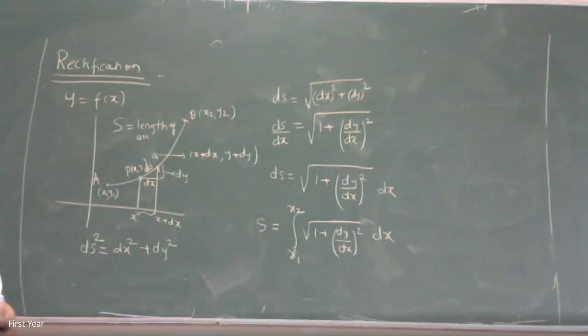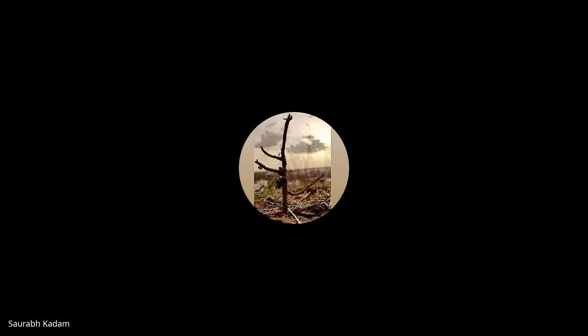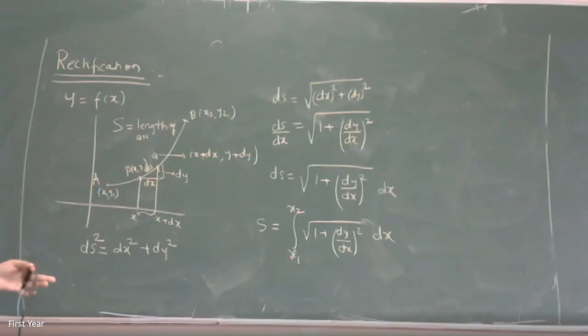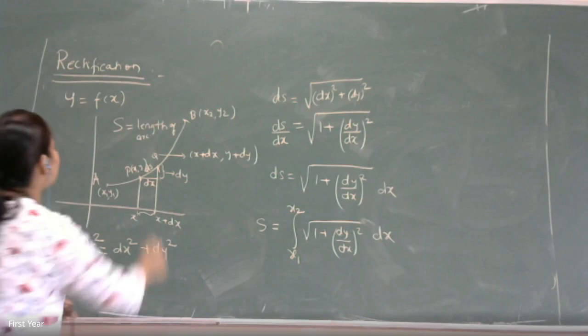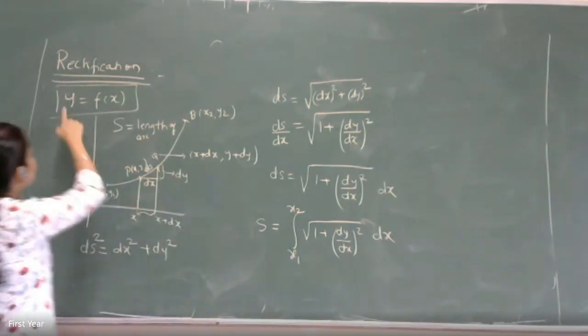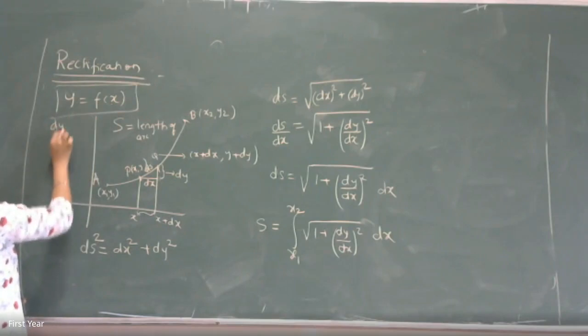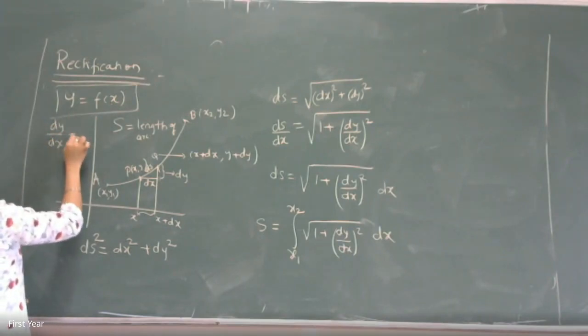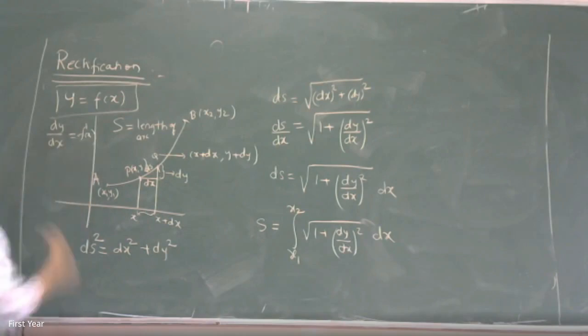Is this clear? Yes, ma'am. Everyone? Yes. So that is how we get the formula for the Cartesian curve y is equal to f of x. यहाँ पे मैंने dy by dx क्यों लिखा? Because y is a function of x, so dy by dx is easy to find. Okay, that is f dash of x.